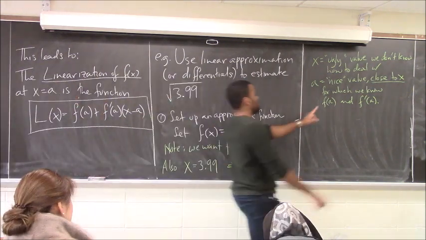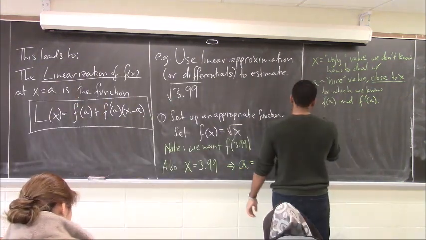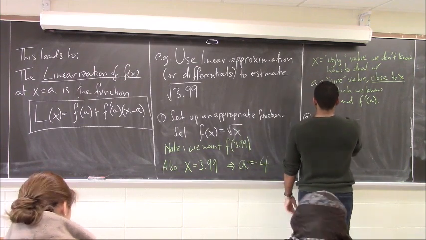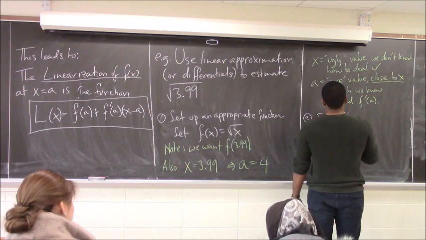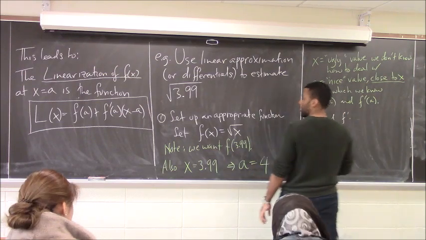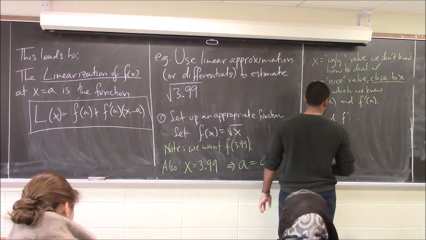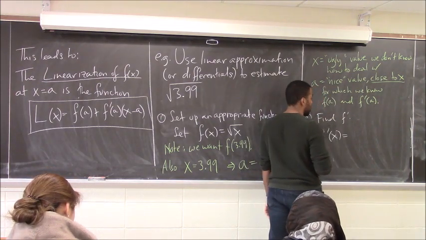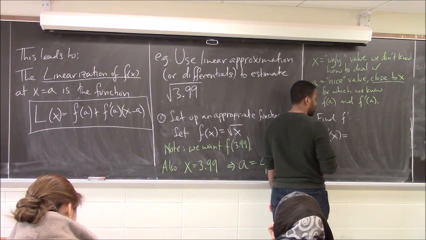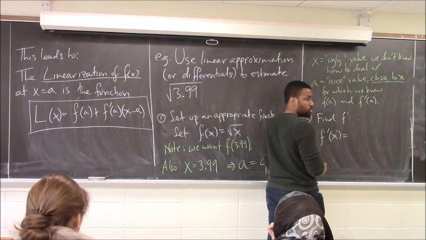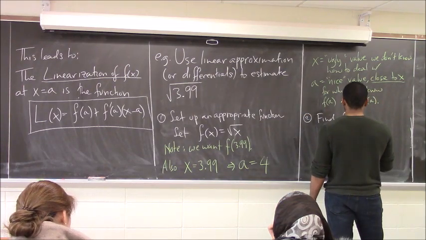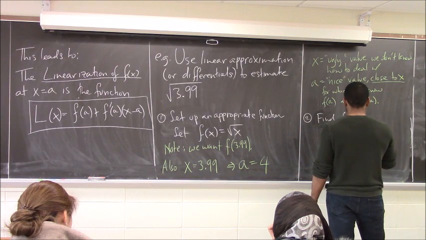Knowing that I need to be able to evaluate these, I should probably find the derivative. So to differentiate the function, let's find f prime. Here, your f prime of x would be equal to what? What is f prime? Negative, 1 over 2 radical x.